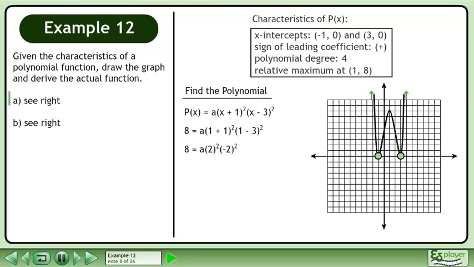Simplify. This gives us 8 equals 16a. Divide both sides by 16. Reduce the fraction. The value of a is 1/2. The polynomial is p(x) equals 1/2 times (x + 1) squared times (x - 3) squared.